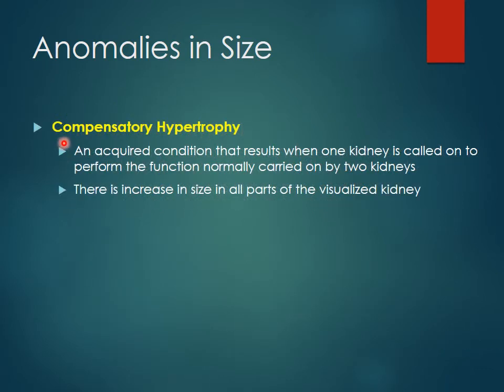Compensatory hypertrophy is a condition when one kidney would be called on to perform the function that is normally carried on by two kidneys, and as such, there would be an increase in size in all parts of the visualized kidney, meaning its overall parenchyma as well as that of the pelvocalyceal system.